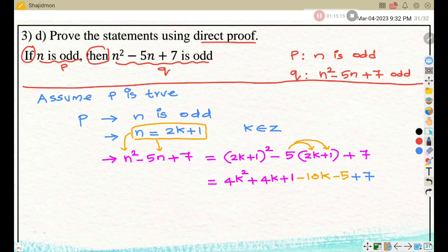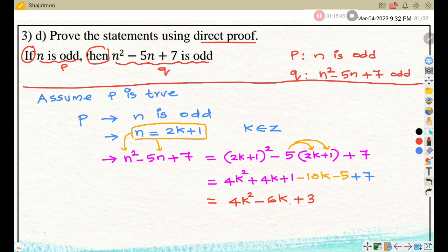Now simplify. What are the k terms there? Only 4k power 2, so 4k power 2. Now here 4k minus 10k, that is minus 6k. Now numbers: 1 minus 5 plus 7. 1 minus 5 means minus 4, minus 4 plus 7 means plus 3, correct. 4k square minus 6k plus 3, where k is an integer.